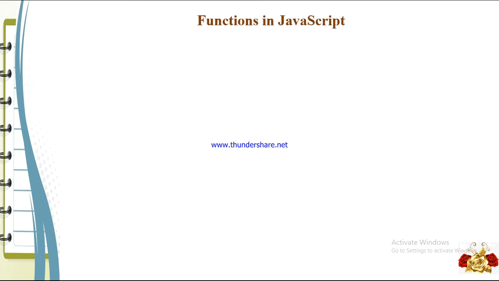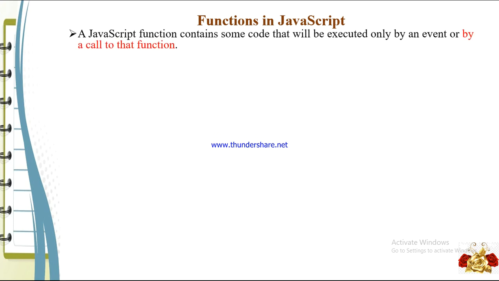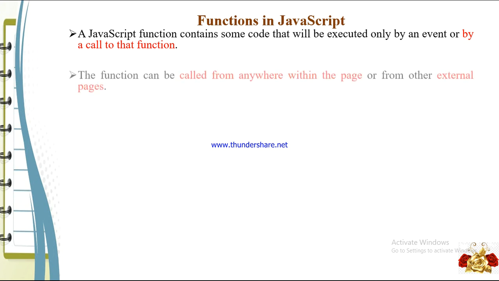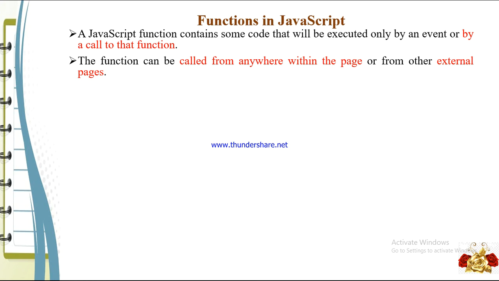Okay. So next, we are going to discuss functions in JavaScript. Function means function declaration, function calling, function definition. These are three statements in order for a function. These functions contain some code that will be executed only by an event or by a call to that function. It can be called from anywhere within the page, or from other external pages.